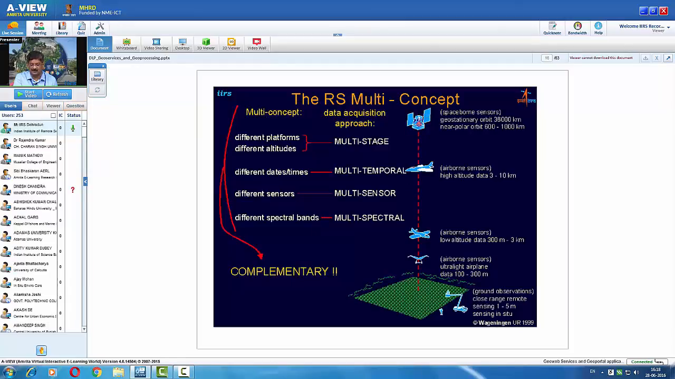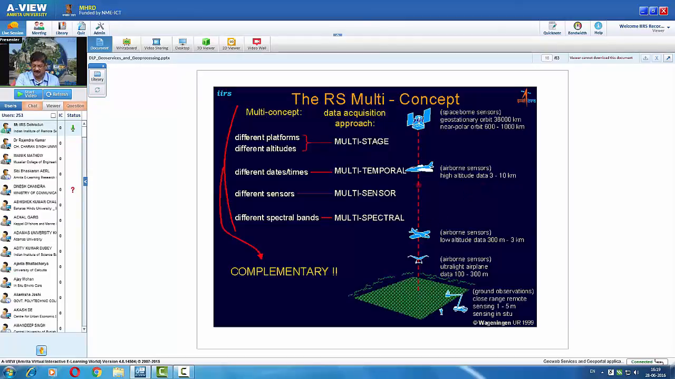collect the data. We have space-borne sensors, which typically operate at 600 to 1000 kilometers when it is polar satellites. And when you go to geostationary, it goes up to 36,000 kilometers. Then we have airborne sensors, which are mostly used for mapping applications, as well as at the moment of disaster, for any location-based immediate attention to be given.